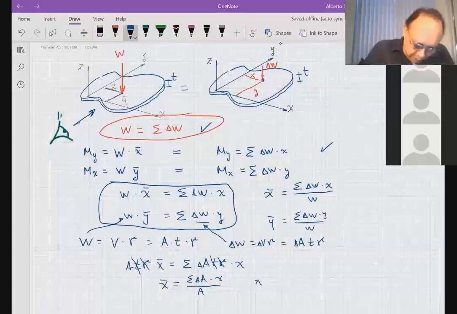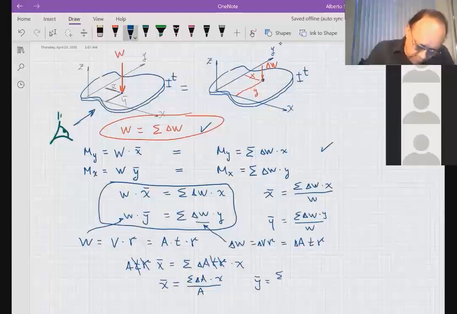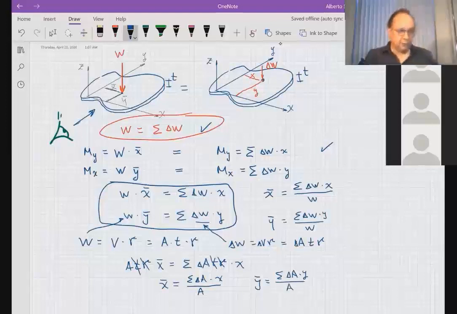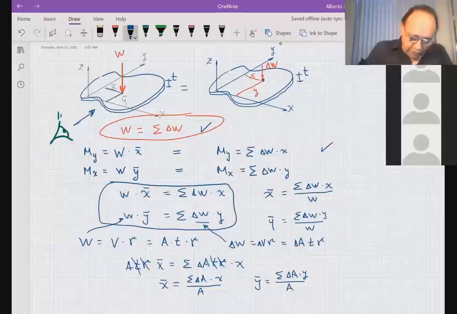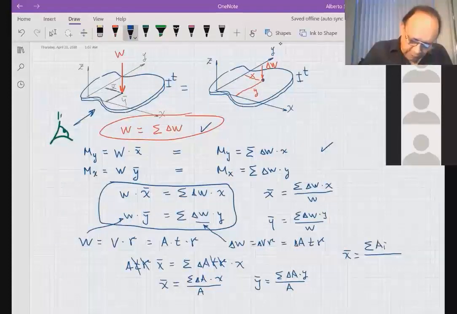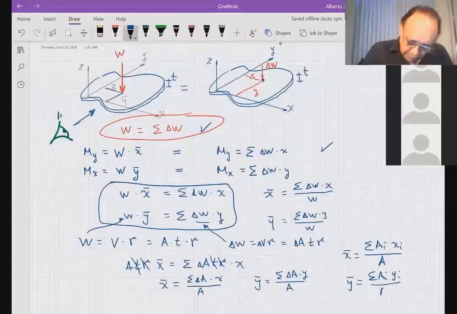And in the same way, we could do the same for Y. Then we'll have summation of delta A times Y divided by A. All right? We're talking about very tiny components, but we have a finite number of pieces of the element. Then we will have this expression: X bar equals summation of A sub I times X I over area, and Y bar equals summation of A sub I times Y I divided by area.